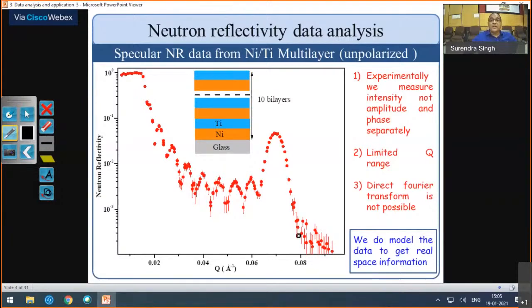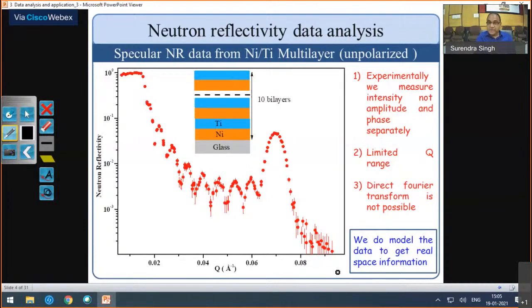So we have just reflectivity, and that even up to a definite Q range. We don't have the whole Q range. And you know the relationship between real space and Fourier space. When we want to get the real space information from the Fourier transform, we need minus infinity to plus infinity. That integration means we need the whole data range, but ideally we don't have it. In an experiment, we have limited data.